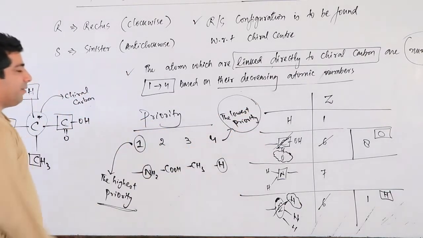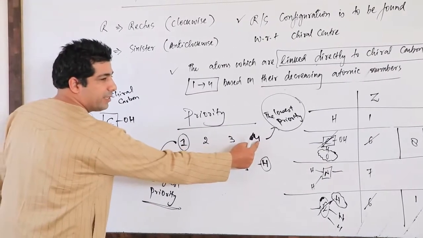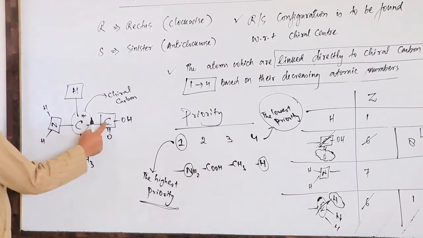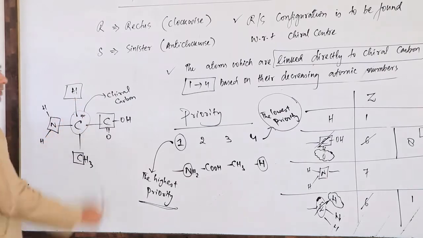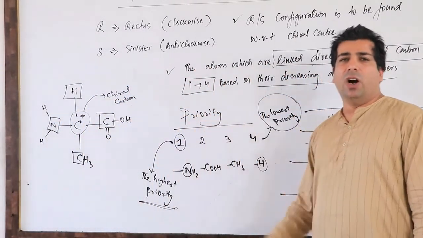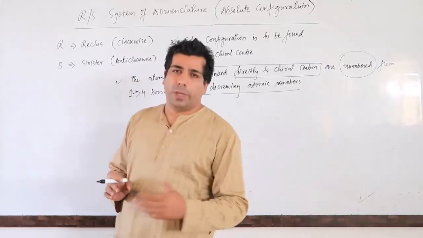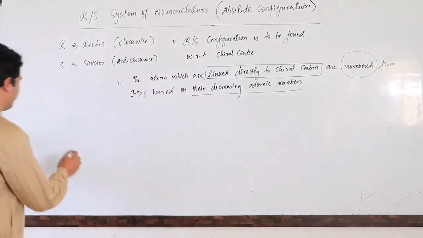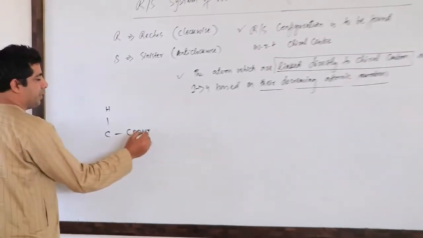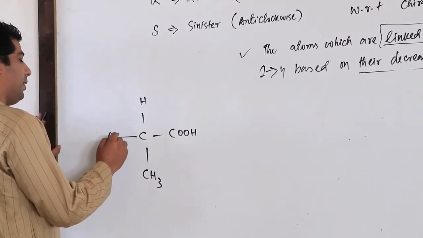So my dear friends, now I can number these groups as 1, 2, 3, 4, correct? Then I will decide whether this molecule will have the R configuration or S configuration. Please make note of this. So guys, let's take that example here. H, COOH. Then we have here CH3, and here we have NH2.